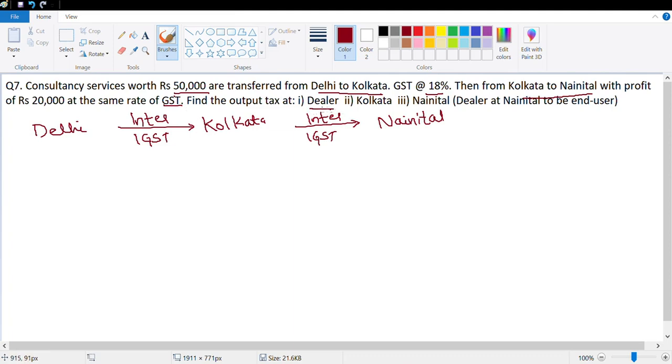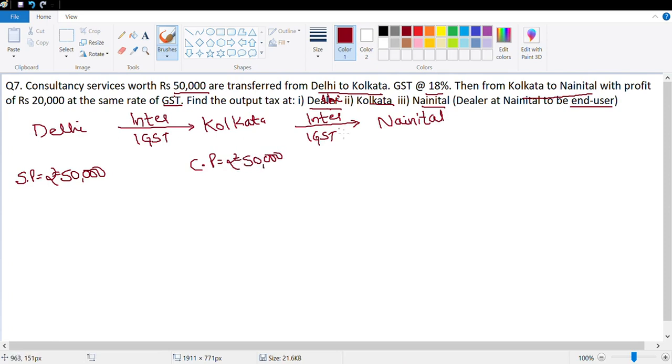Find the output tax at dealer. I have not written the question clearly. Let me just correct. This is not dealer, this is Delhi. So output tax at Delhi, at Kolkata, and at Nainital, where we are assuming that Nainital is the end user. Perfect. So the selling price at Delhi was rupees 50,000. Cost price at Kolkata is equal to rupees 50,000.